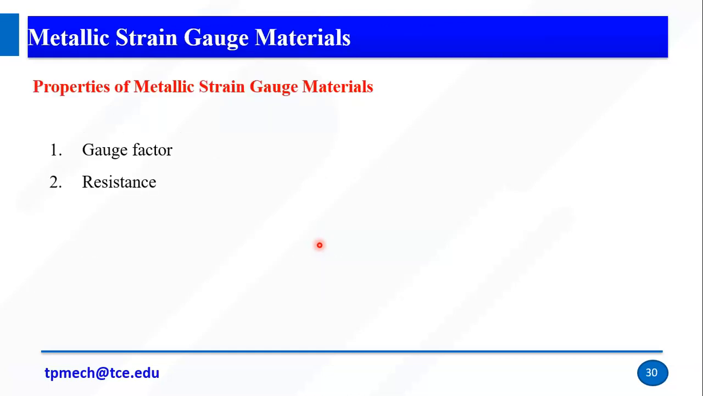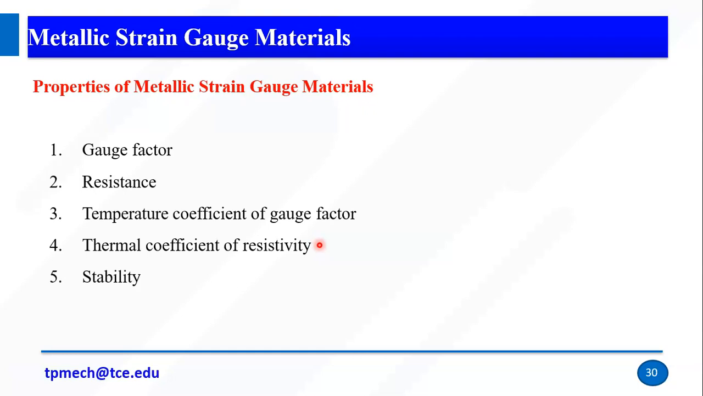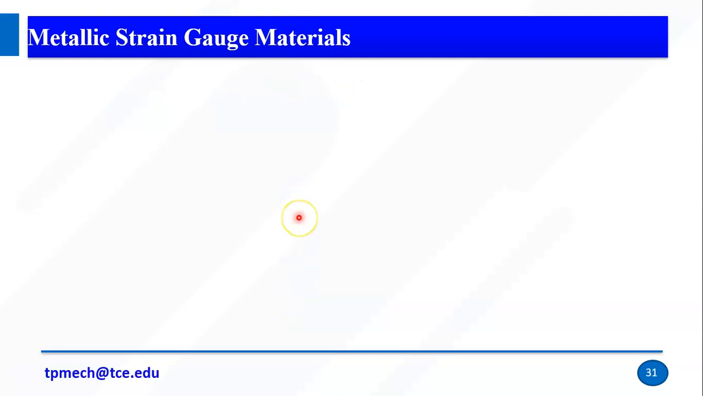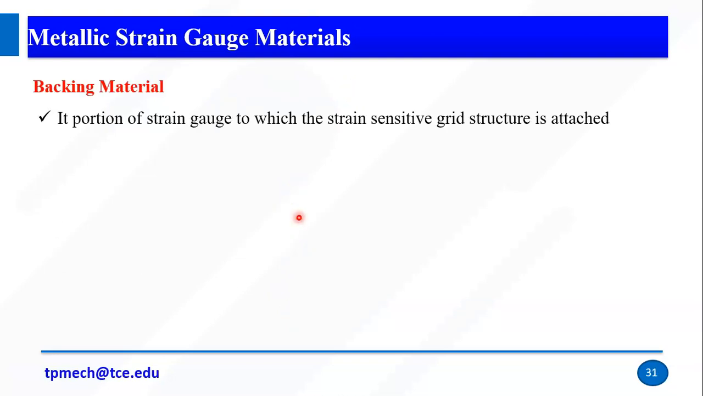Right. Now the properties of metallic gauges. There are five factors: gauge factor, resistance, temperature coefficient of gauge factor, thermal coefficient of resistivity, and stability. We will see them one by one. First, the backing material supports the strain gauge to which the strain sensitive grid structure is attached. Backing material is generally a base, and we need to add it depending on the type of strain we are going to apply.